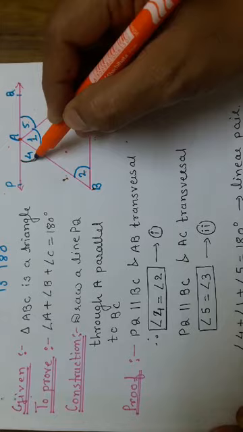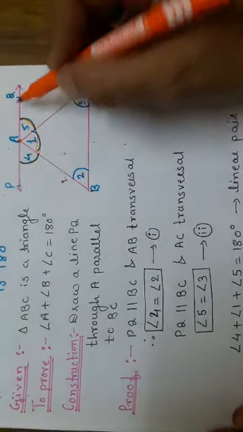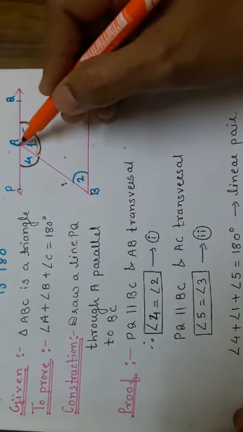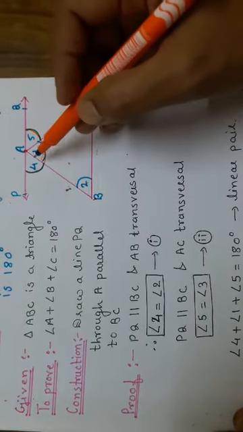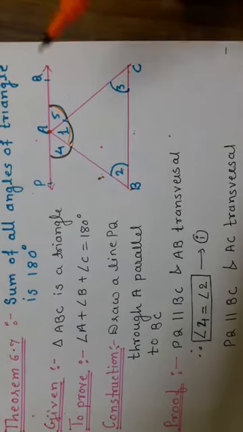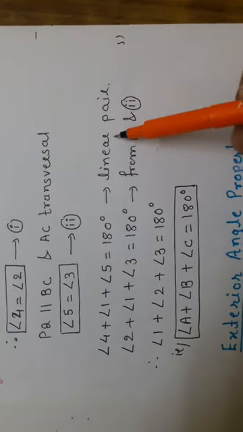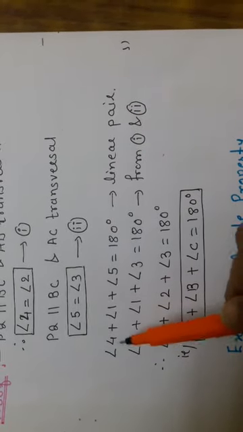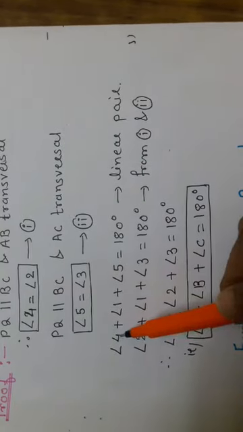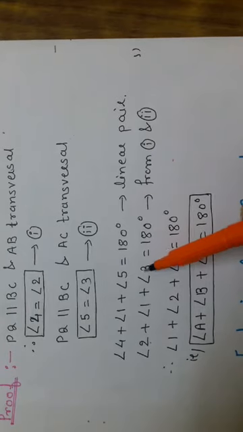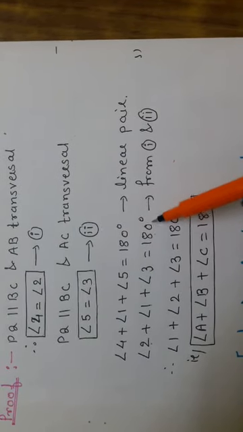Now, linear pair we have learned already. Now we know very well that the angles on a line, whatever angles are made from one vertex, their sum is 180 degrees. Angle 4 plus angle 1 plus angle 5 is equal to 180 degrees. Here I have written linear pair, but 4 is nothing but 2, so in place of 4 I will write angle 2. 1 is as it is. Angle 5 is equal to 3, so I will write angle 3, which is equal to 180 degrees.